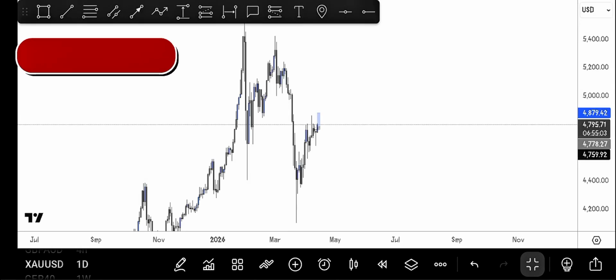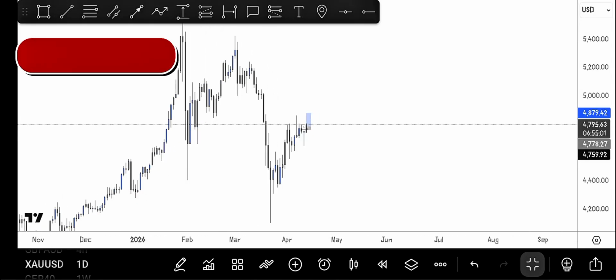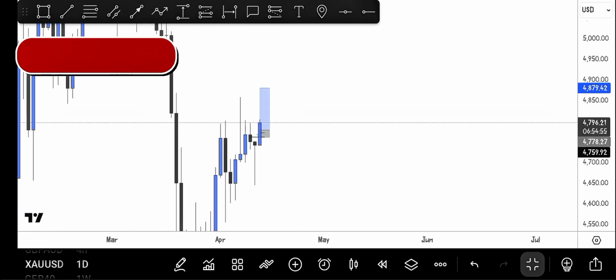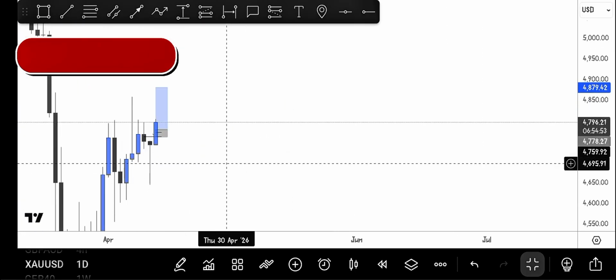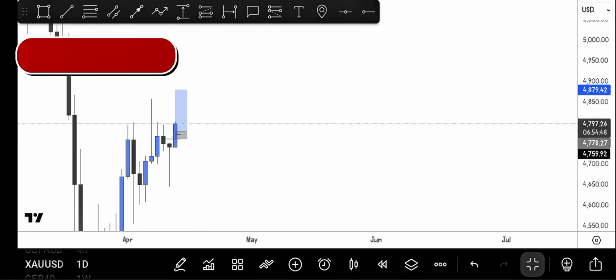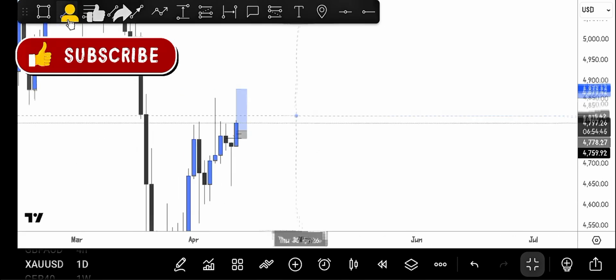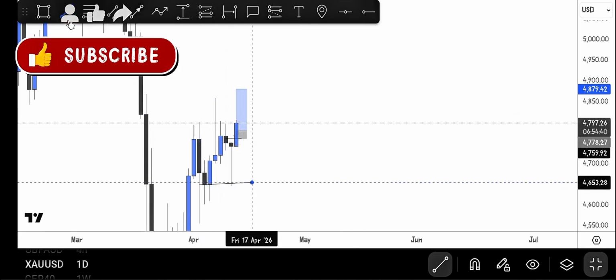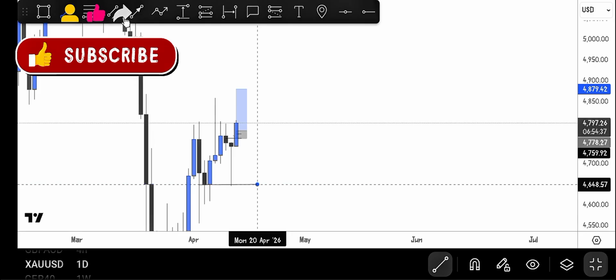Something really caught my interest right here. Looking at our daily time frame, we can see this dragon tail candlestick, which means buy. And from where this candlestick is coming from, it's coming from our resistance level right here. You see the big rejection.